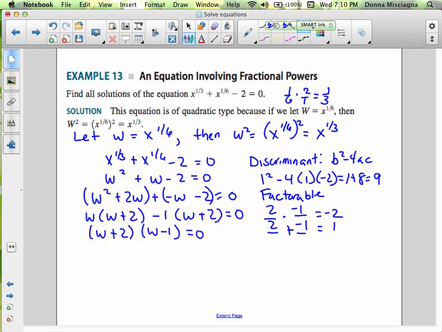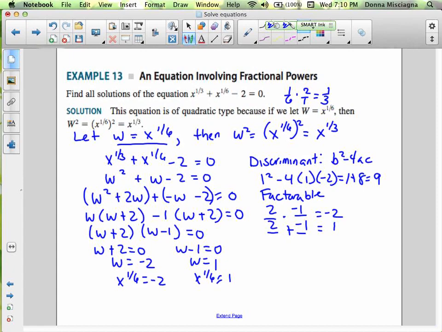We'll set our factors equal to 0. So w plus 2 equals 0, w equals negative 2. And w minus 1 equals 0, w equals 1. But wait, we're not done. We solved for w, right? And we want to solve for x. So w, if you remember, was x to the 1/6. So x to the 1/6 equals negative 2, and x to the 1/6 equals 1.